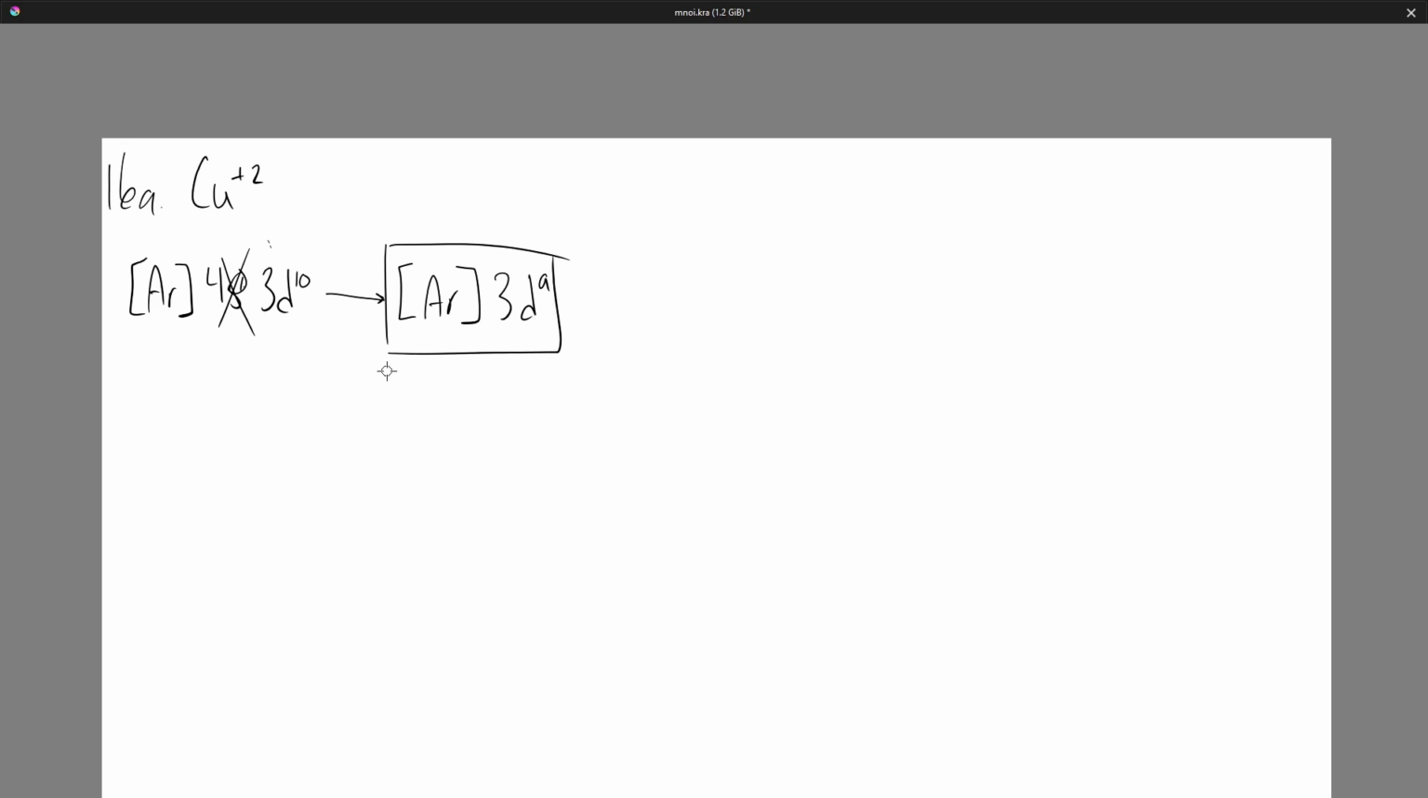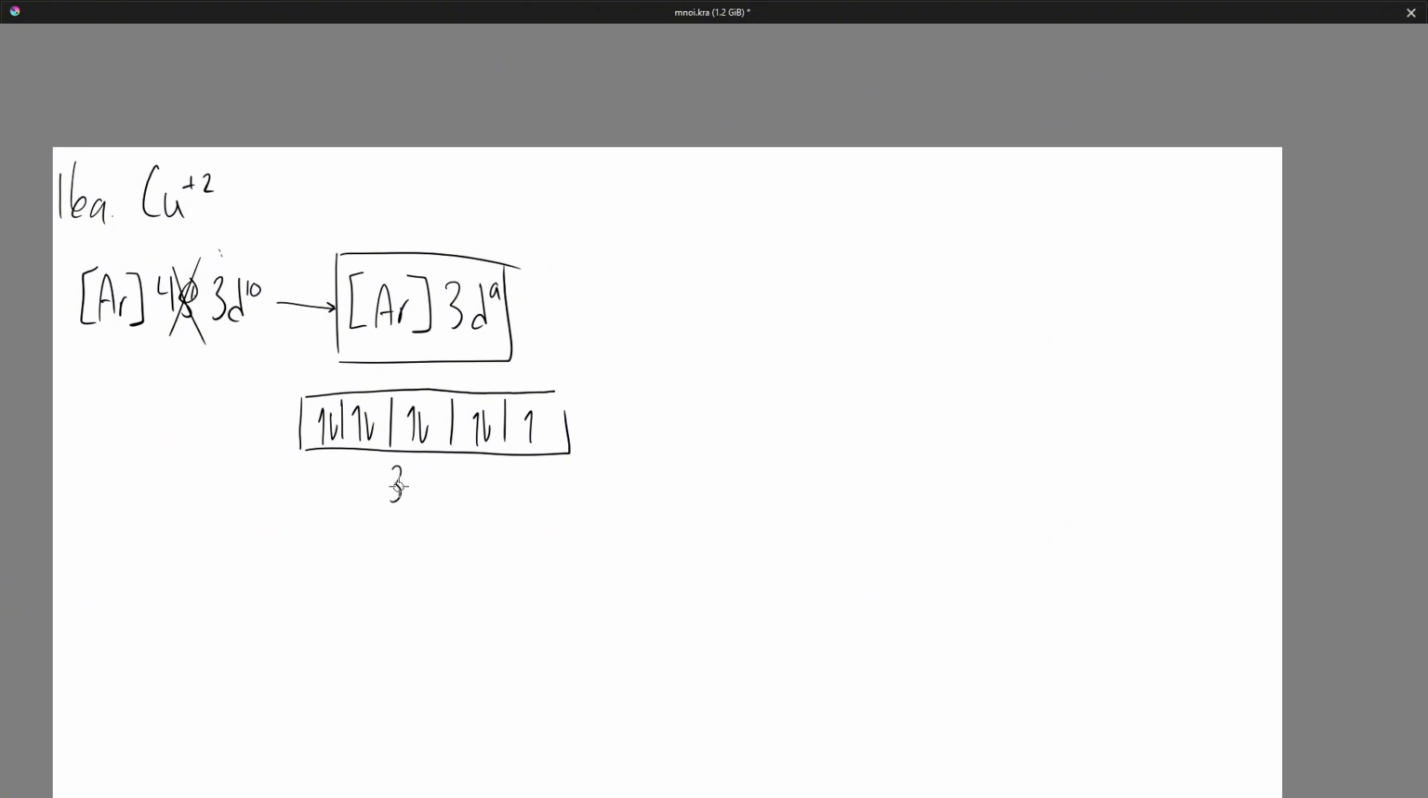Okay, so now let's draw a partial orbital diagram, which is just drawing the orbitals present in this configuration. So just draw the d orbital basically. Like that. So there's 9 electrons. So we start off by filling in each box. 5, 6, 7, 8, 9. This is the 3d subshell.